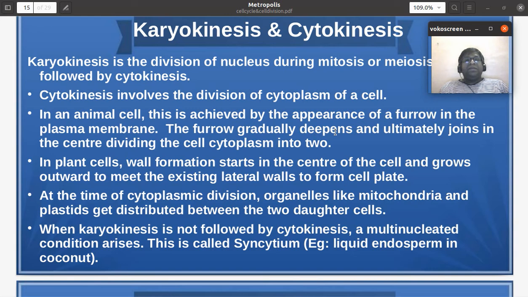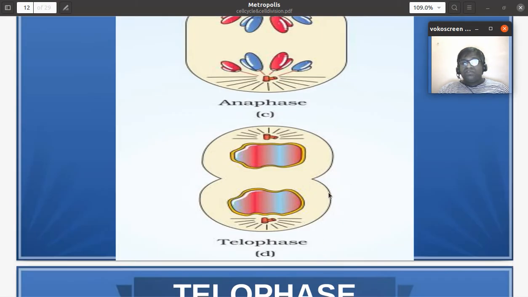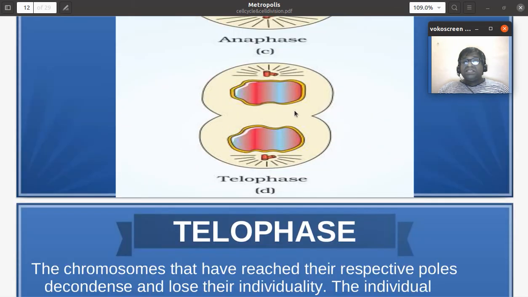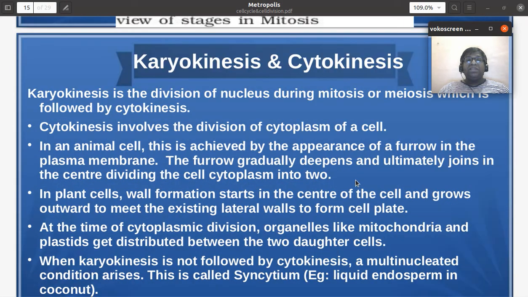In an animal cell, cytokinesis is achieved by the appearance of a furrow in the plasma membrane. You can notice in this diagram there is an appearance of a furrow in the plasma membrane, which is going to meet at the center, and the furrow deepens and forms a cross wall. So that is what you notice in case of an animal cell. The furrow gradually deepens and ultimately joins in the center, dividing the cell cytoplasm into two.